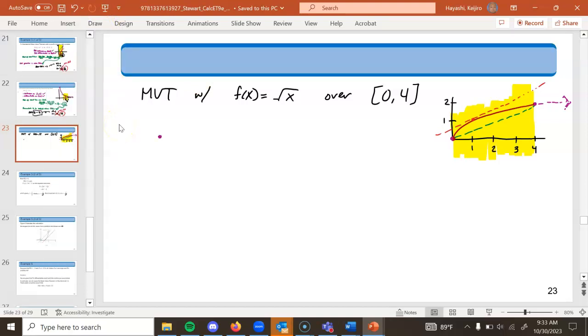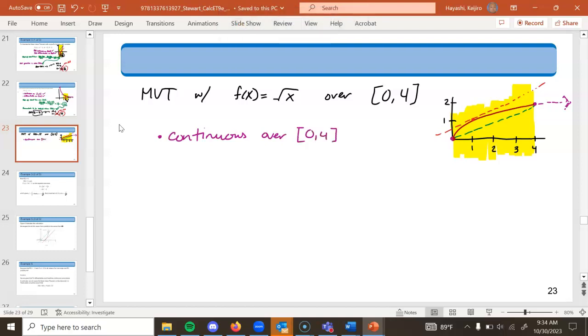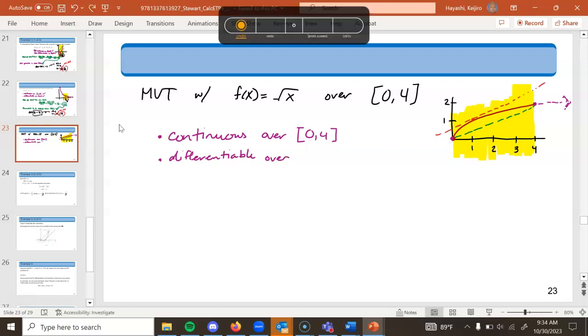Okay. The two things you have to verify are continuity over the interval, which this function is, and differentiability over the open interval from 0 to 4.